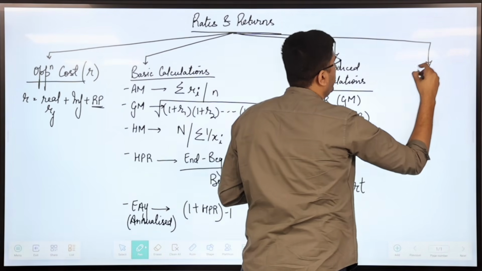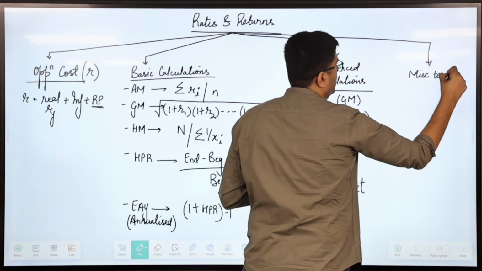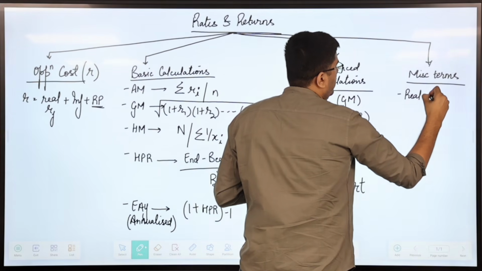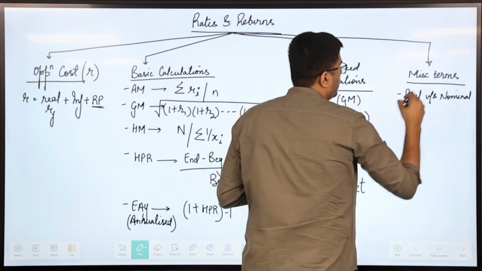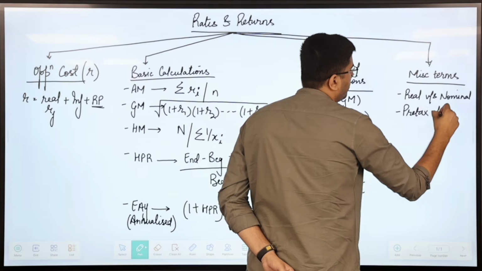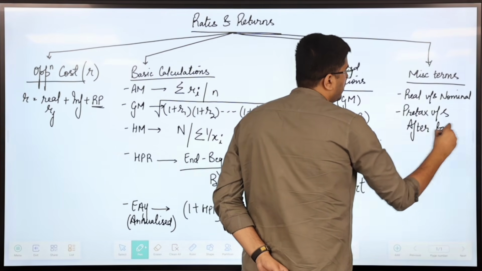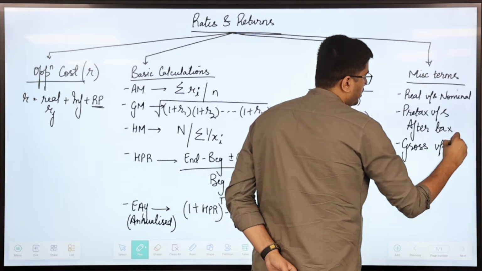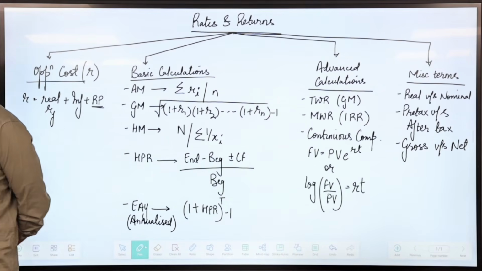Lastly, this chapter had some miscellaneous terms. Real versus nominal return. Pre-tax versus after-tax return. Gross versus net return. So difference in gross and net is simply of fees.